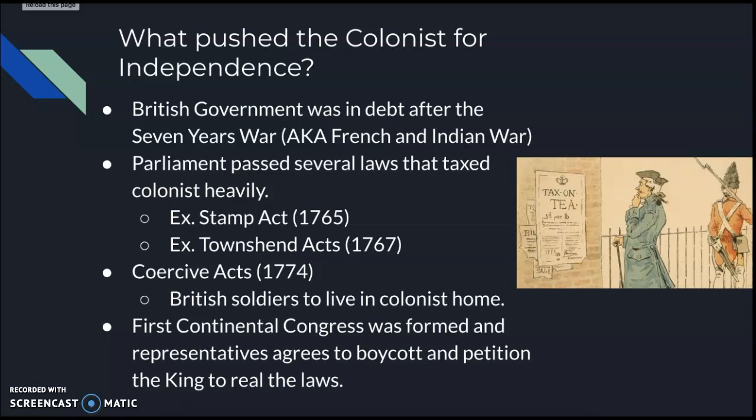They also closed down the harbors as well as forbidding the colonists to assemble. So afterwards, the First Continental Congress was formed, in which all 13 colonies came together for the first time and agreed to boycott and petition the king and his laws that he had established.